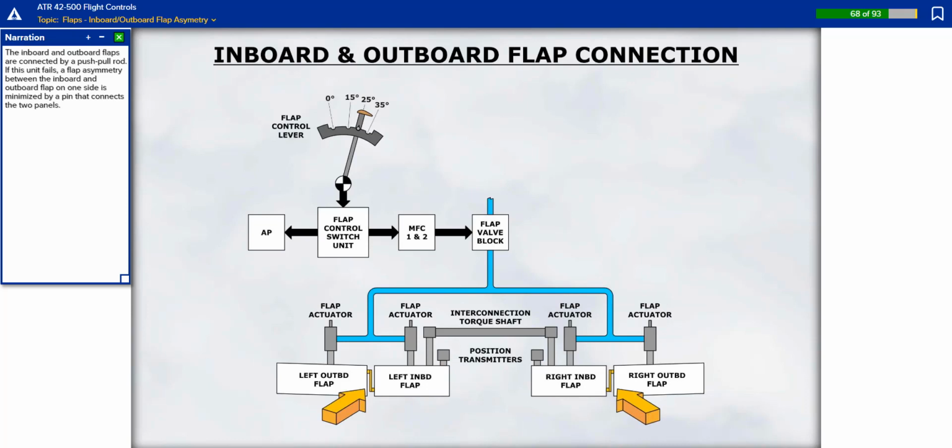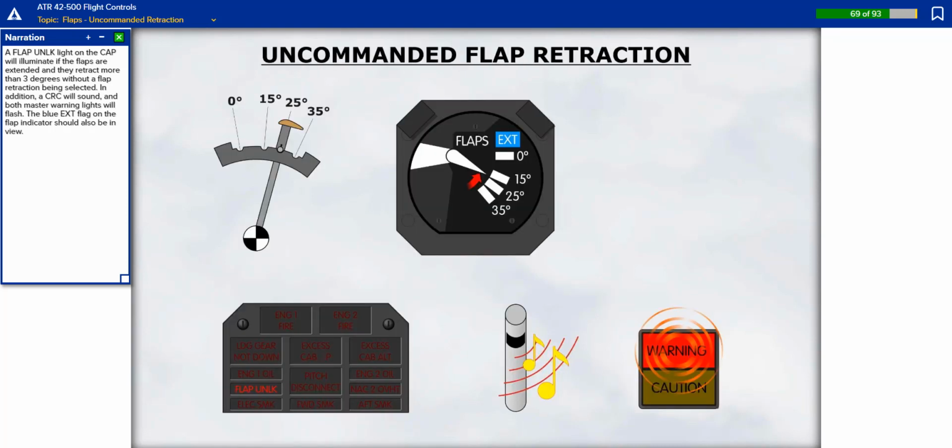The inboard and outboard flaps are connected by a push-pull rod. If this unit fails, a flap asymmetry between the inboard and outboard flap on one side is minimized by a pin that connects the two panels. A flap unlock light on the crew alerting panel will illuminate if the flaps are extended and they retract more than 3 degrees without a flap retraction being selected. In addition, a CRC will sound and both master warning lights will flash. The blue extend flag on the flap indicator should also be in view.